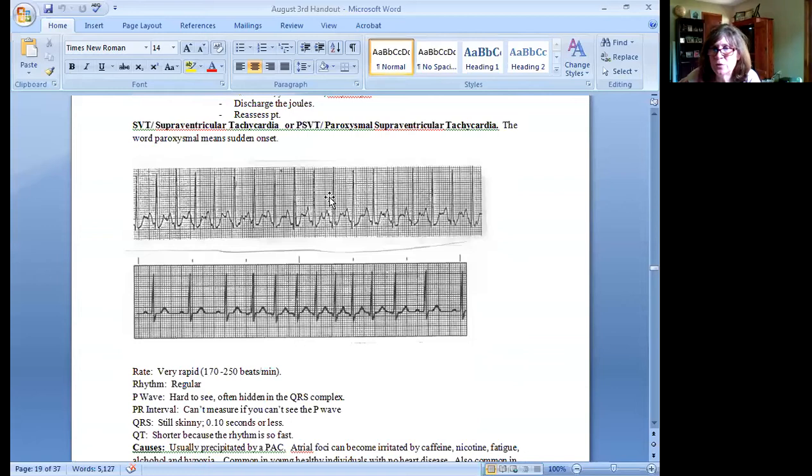But let's look at this first example of SVT. This is a 6-second strip. Let's count the rate. 1, 2, 3, 4, 5, 6, 7, 8, 9, 10, 11, 12, 13, 14, 15, 16, 17, 18. That rate's 180. It's fast. Might that patient be having symptoms? Probably. What is the first thing I, as a nurse, could tell them to do? Go ahead and cough. Bear down like you're having a bowel movement. We want them to vagal.